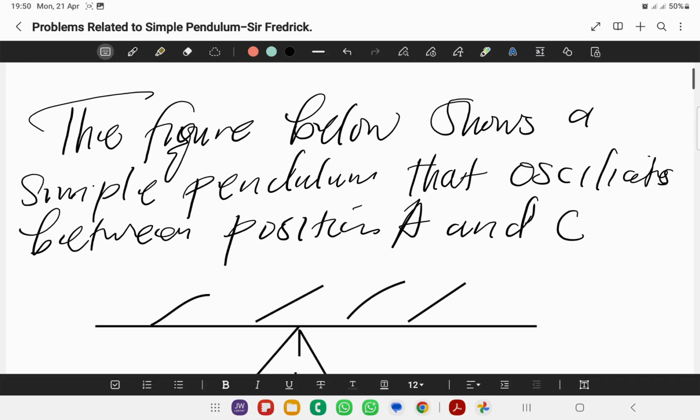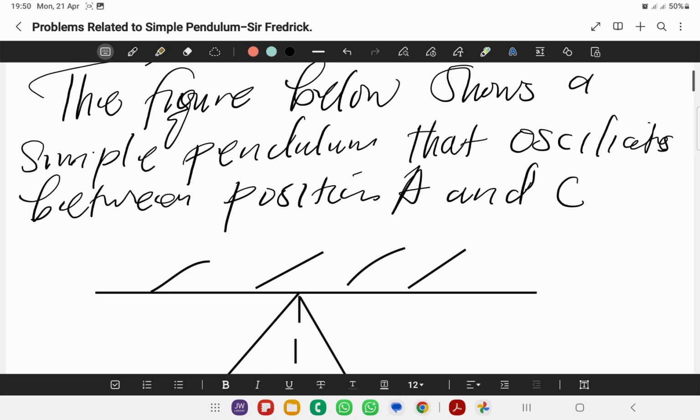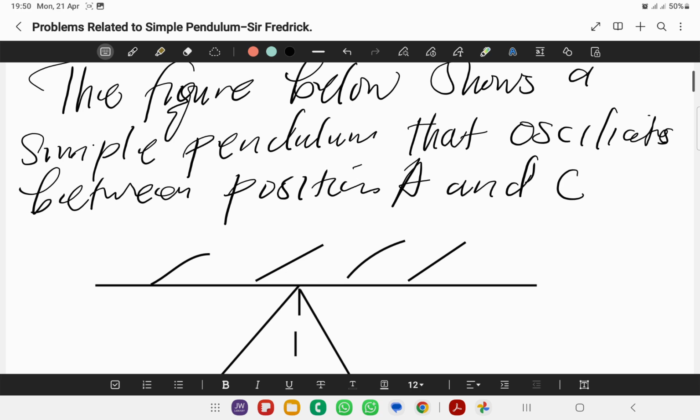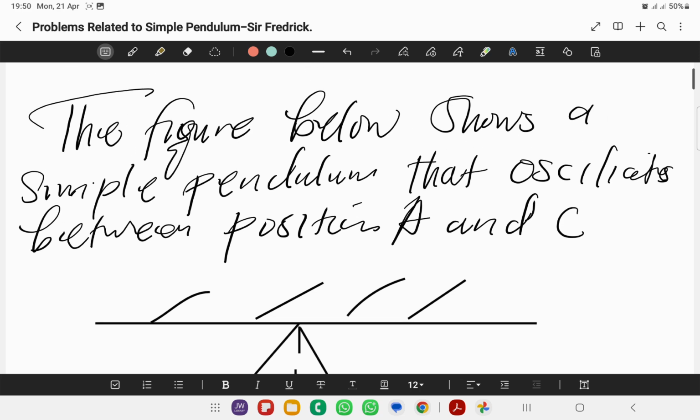Hi everyone. In this video, we are going to understand some of the concepts behind the simple pendulum. We are going to solve some examples and problems related to the simple pendulum. So without wasting much time, let's get started.